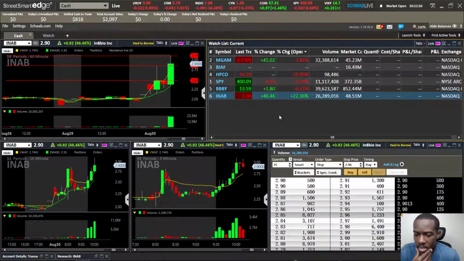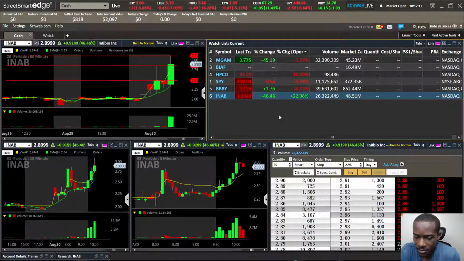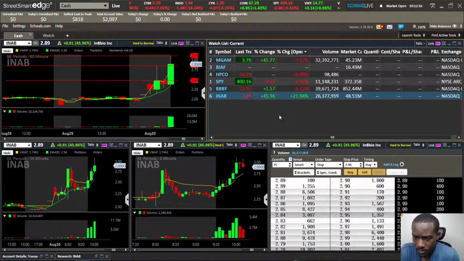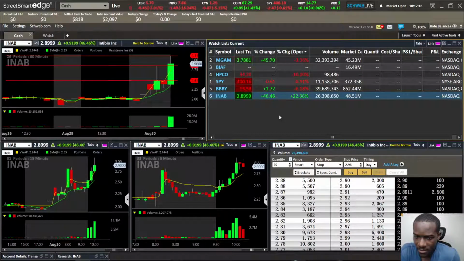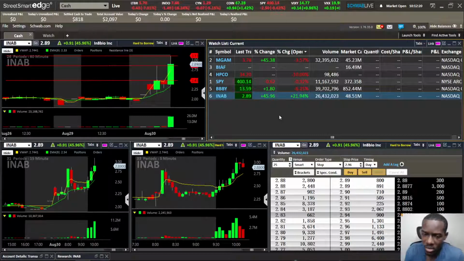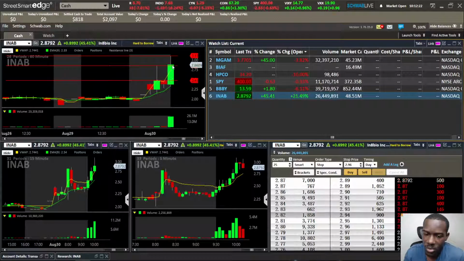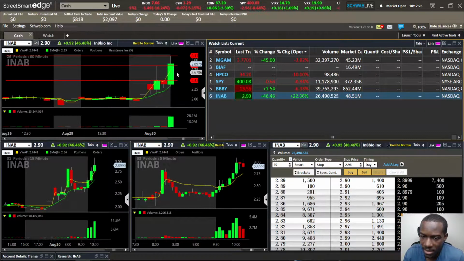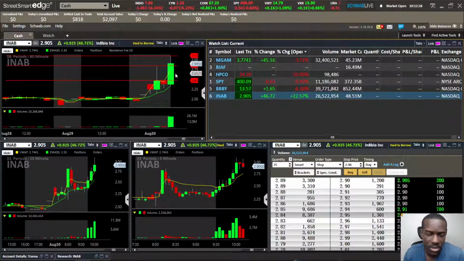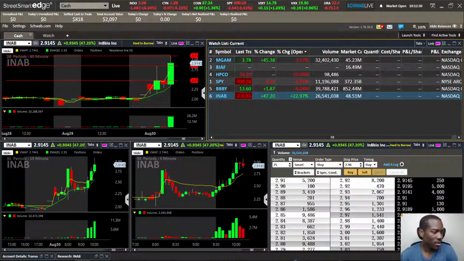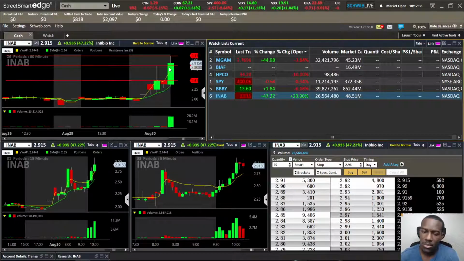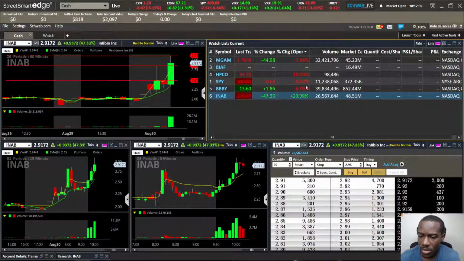Looking for it to get back under that 275. We've identified two areas of possible short locations. The first one got pushed through, but it's getting pushed back into, so it may have to consolidate in here around this 275. INAB looks decent for another top pop. We'll see. We'll see.